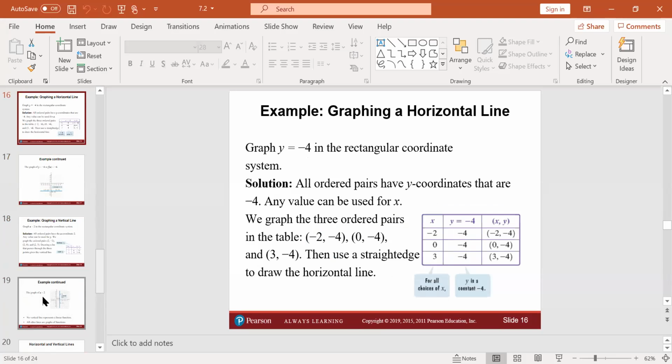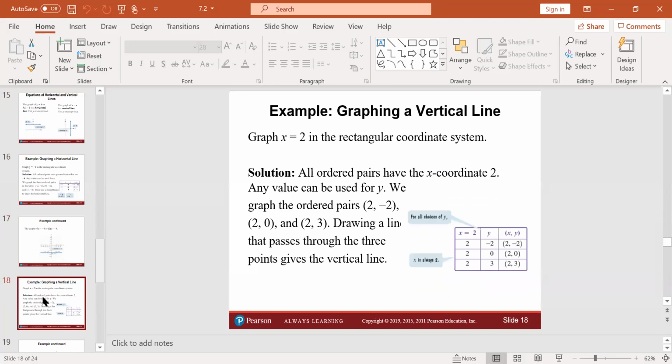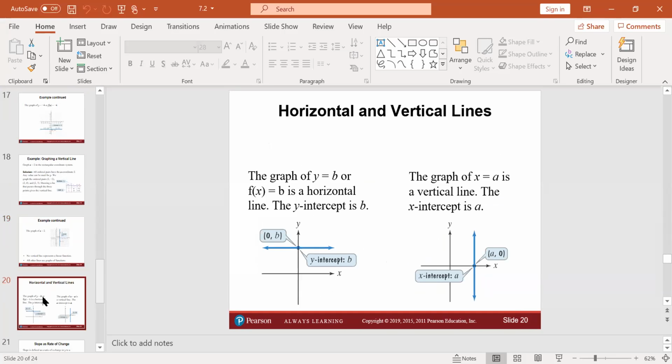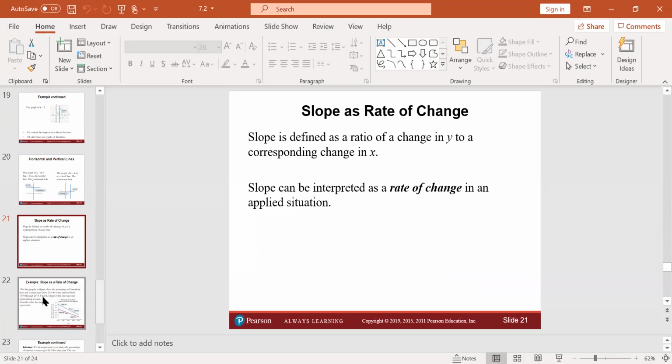We're talking about function notation. No, not yet. So horizontal and vertical lines are pretty interesting.